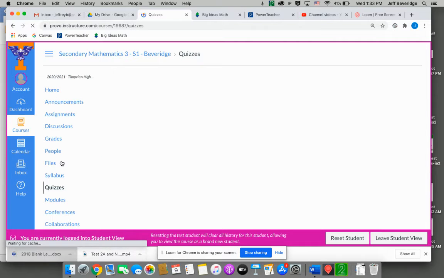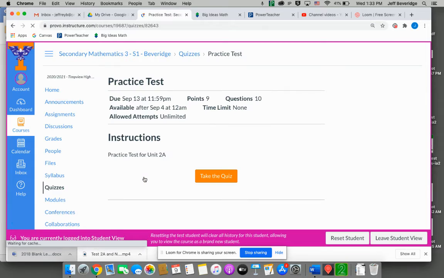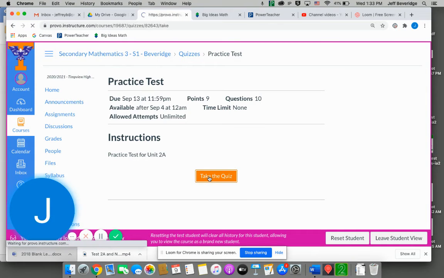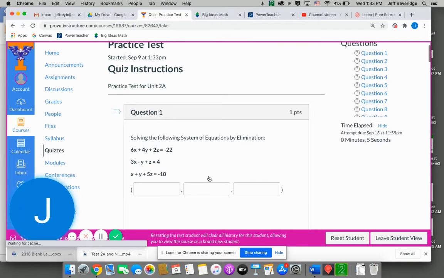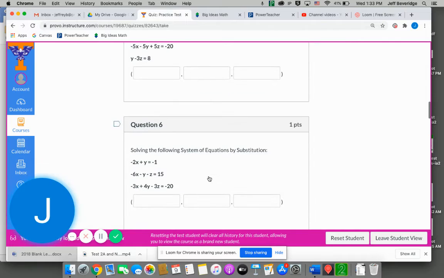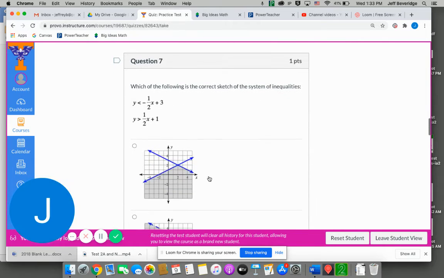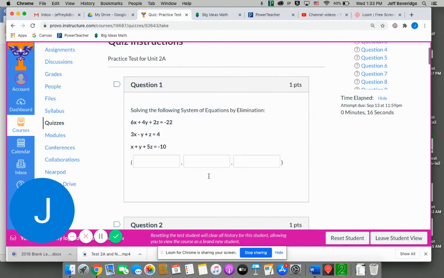Let's go back to quizzes, because you'll notice here that I have a practice test. I created this practice test to mirror what you should expect in the test. So this is what your test questions should look like. Obviously, they're not going to be the same questions. They'll be different questions, but this is what they will look like on your test.